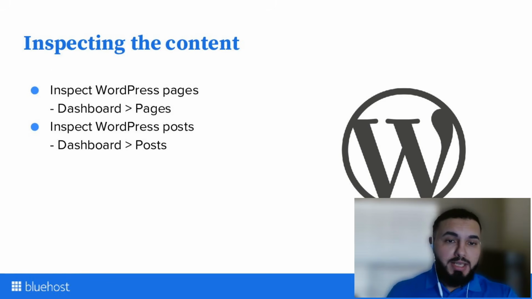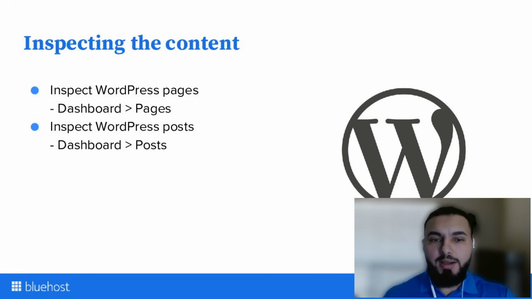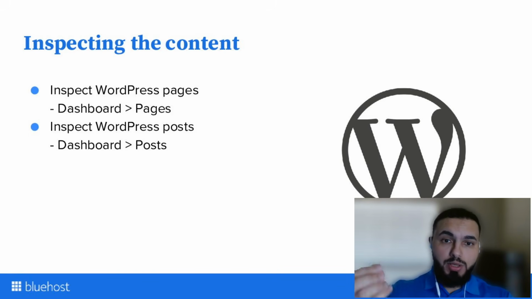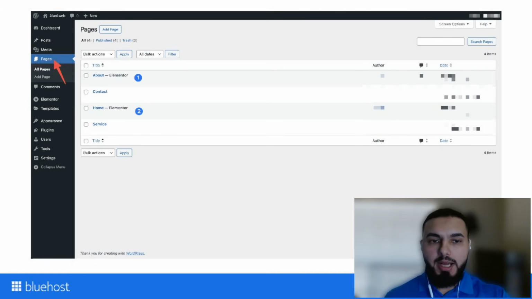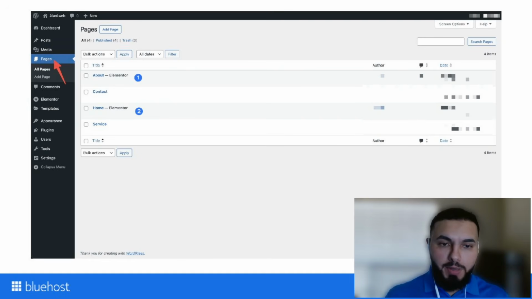So for the first item, to inspect the content of the website in order to identify the tool the content is built with, one easy way is to go to your WordPress dashboard, go to the pages or posts, and you can see a tag of the tool that it's built with. We'll have a visual example of that in just a second. So here I have a WordPress website, and I go to the dashboard and I go to pages. On this website, I have 4 pages. I have home, services, contact, and about.